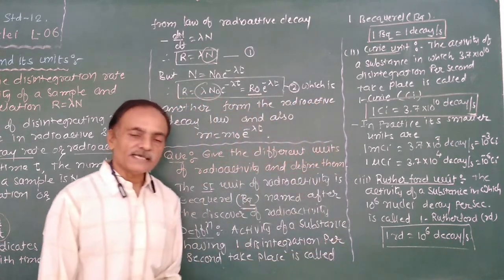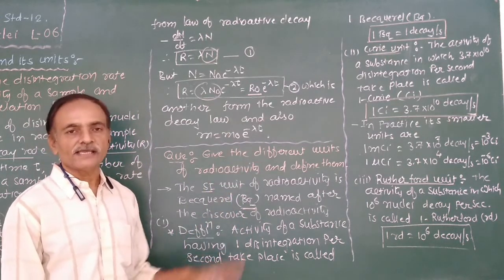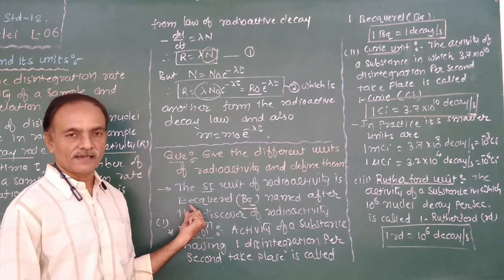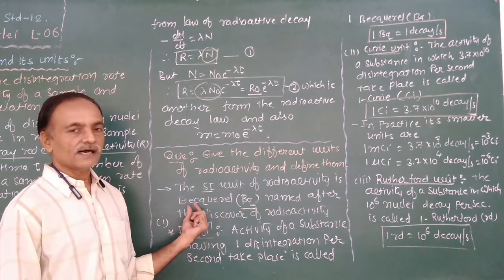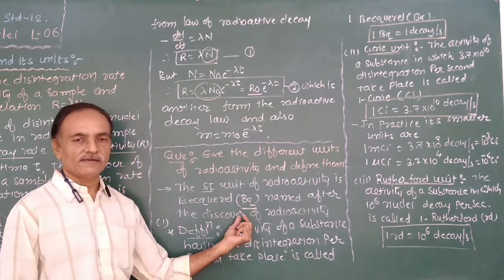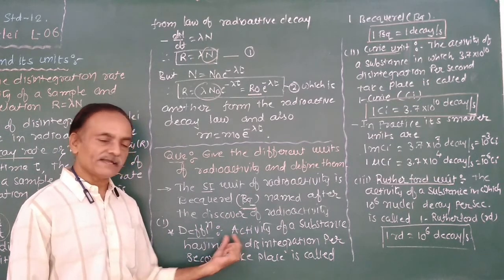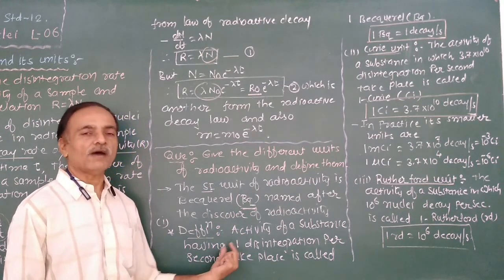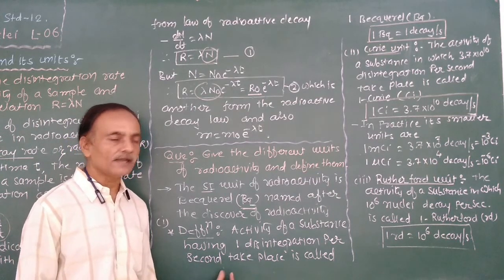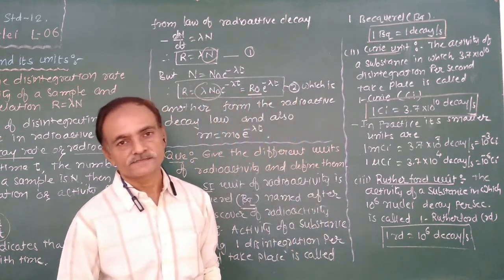Now, here the units of radioactivity are three. One is the becquerel, second is the Curie, third is the Rutherford. The SI unit of radioactivity is the becquerel. Henri Becquerel discovered radioactivity. The activity of a substance having 1 disintegration per second is known as 1 becquerel. Therefore, 1 becquerel is equal to 1 decay per second.